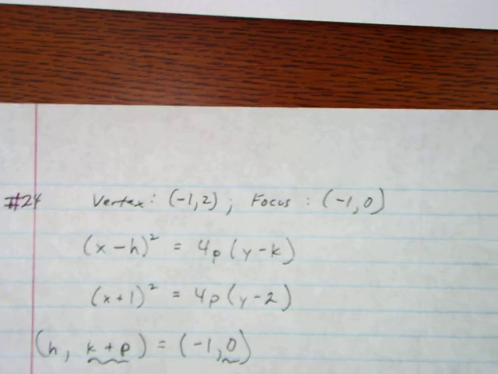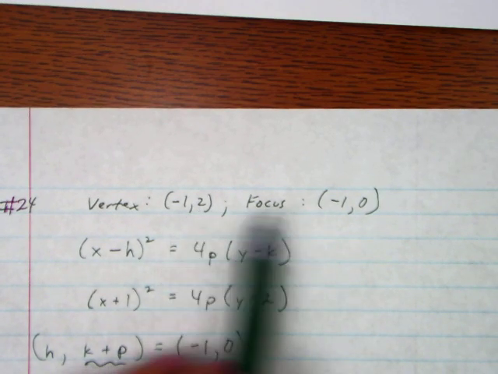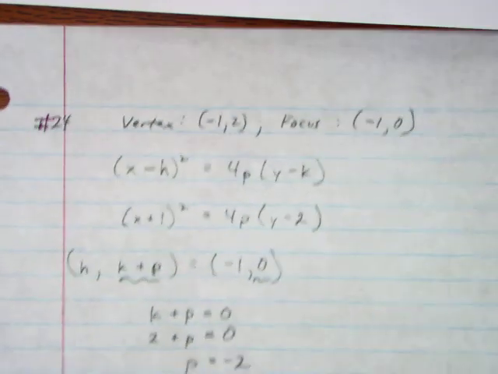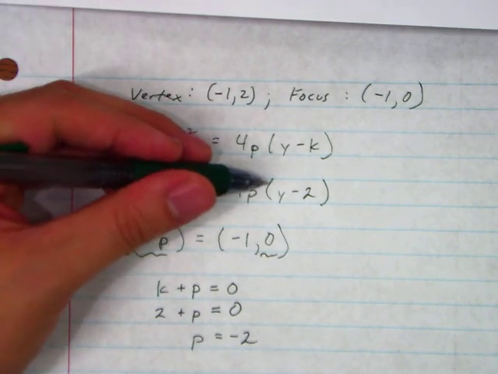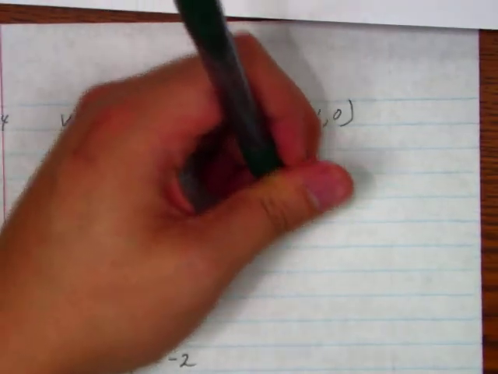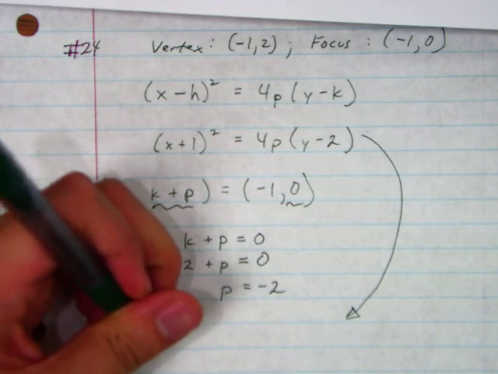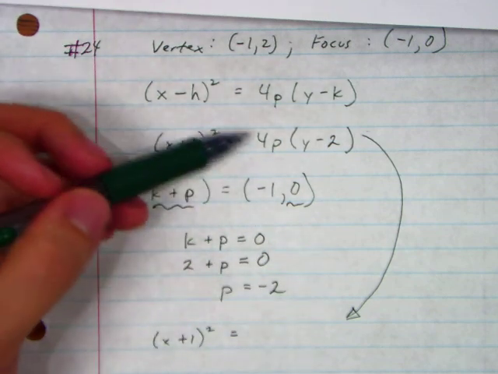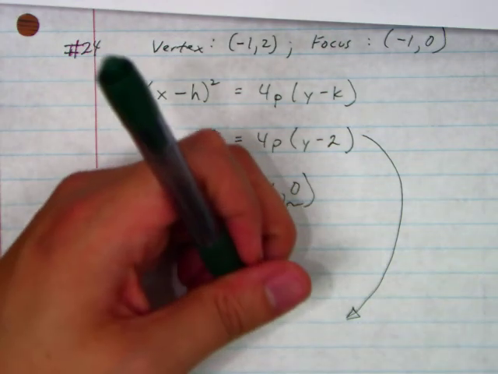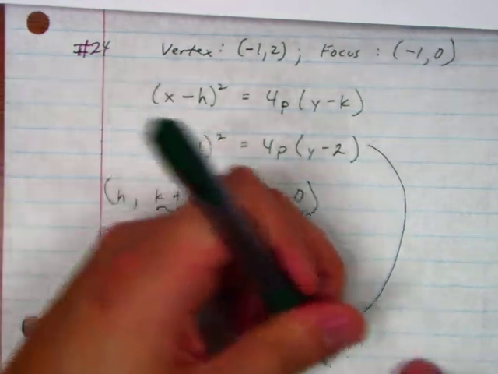If you want to quickly look at it, you can see that we're going from 2 to 0. How much does it go from 2 to 0? That's -2. So that's what p is. If I plug in -2 for p, our final equation is going to be (x plus 1) quantity squared equals 4 times -2, which is -8, times (y minus 2).